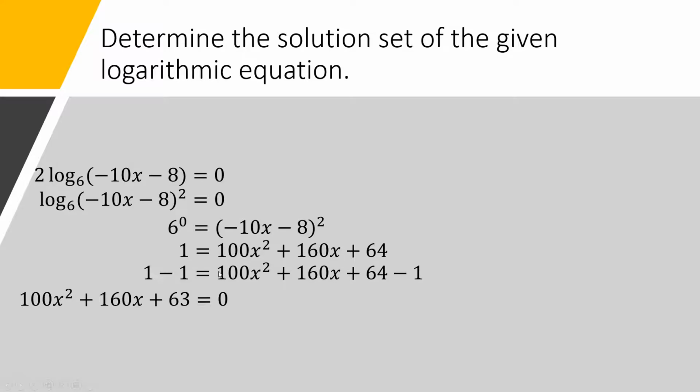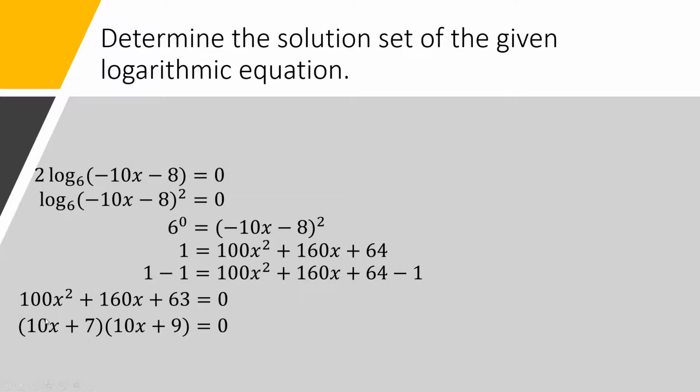For this case, I transfer the right side of the equation to the left side, and the left side is transferred to the right side. They are just the same. Then, since the right side is equal to 0, we can now make this one a factor. We can actually get the factors of 100x squared plus 160x plus 63. So the factors are the quantity 10x plus 7 and 10x plus 9.